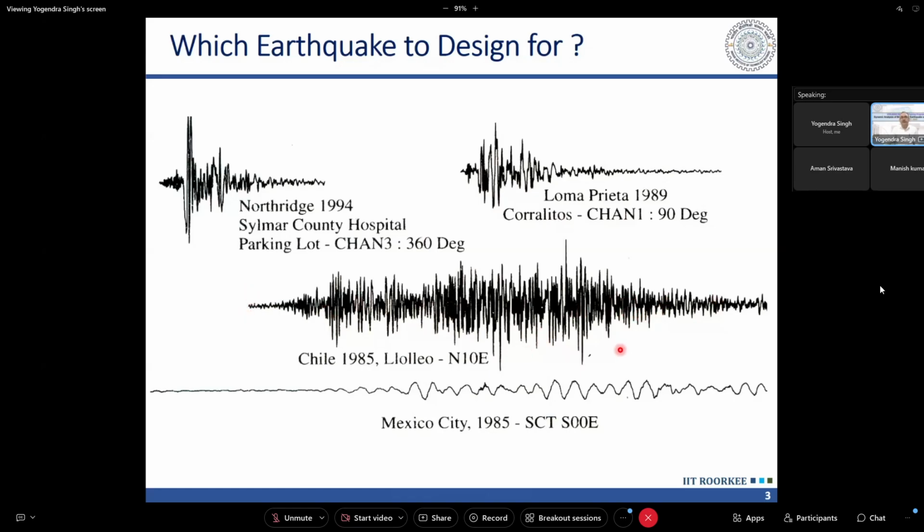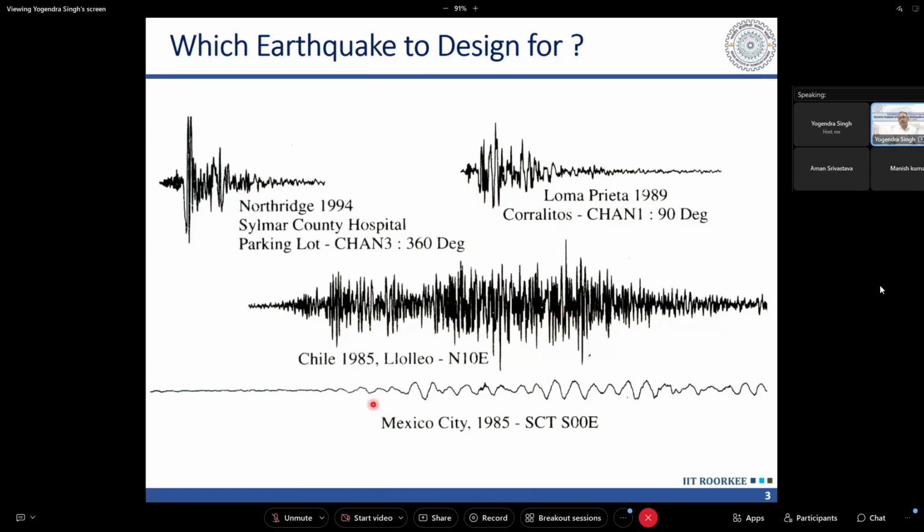So far, whatever analysis we have talked about in the morning, we have not talked about duration, because duration will come into picture only when we are performing a nonlinear time history analysis. Then only we can take the effect of the duration. So in linear analysis, we can't take into account the effect of the duration. So duration is considered an average duration.